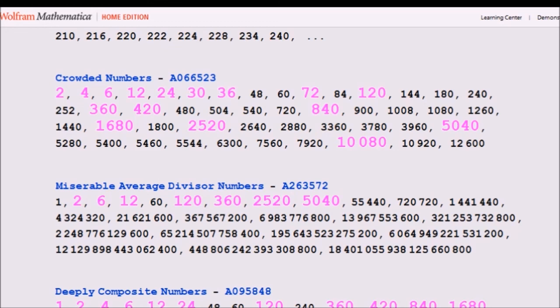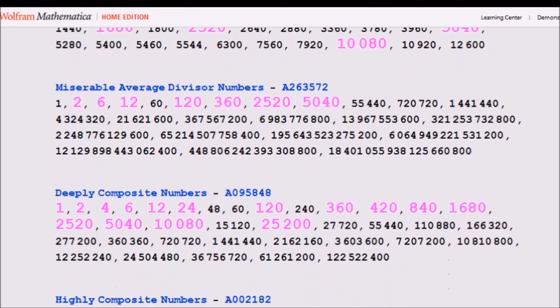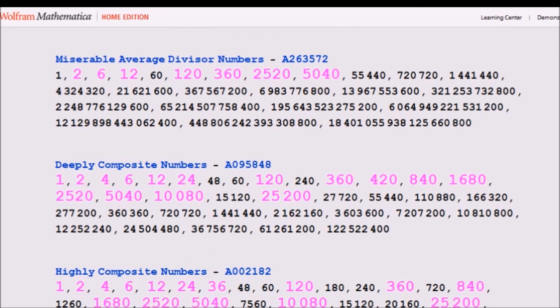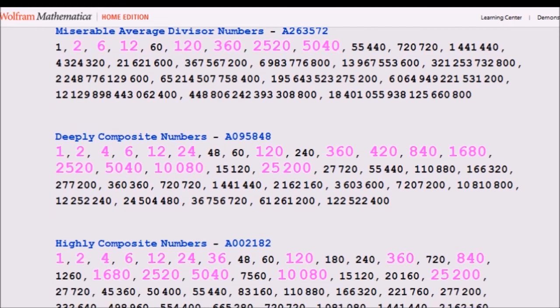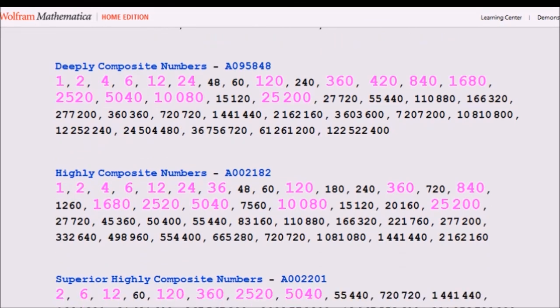Similar thing, miserable average divisor numbers, and it looks like the correspondence ends kind of low, but these things don't really go up to too many places, or too many numbers in the sequence. Then somebody defined deeply composite numbers. And a lot of these are sort of artificial constructions. Well, I shouldn't say that, but the distinctions, I'm not sure. Some distinctions are more important than others, I suppose.